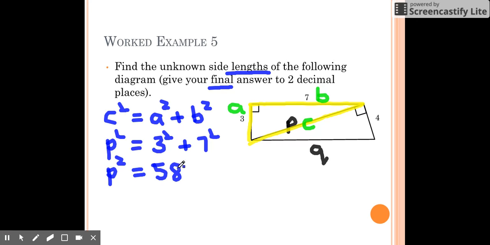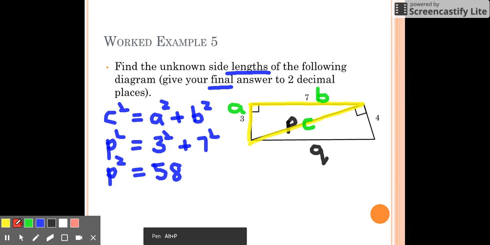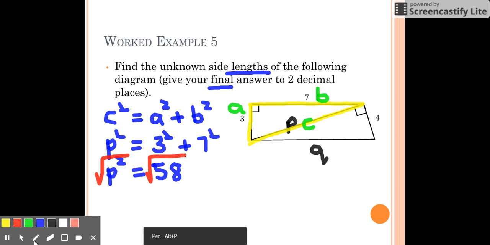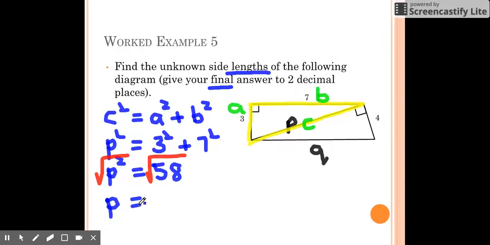Now, in order to find P on its own, I'm going to have to square root everything. So I'm going to square root this, and I'm going to square root this, which leaves me with P equals the square root of 58. But since it wants me to find that length to 2 decimal places, I'll have to use my calculator. And it gives me 7.6157 and so on. So to 2 decimal places, I focus on the 1. Just check it out on your own calculator there.